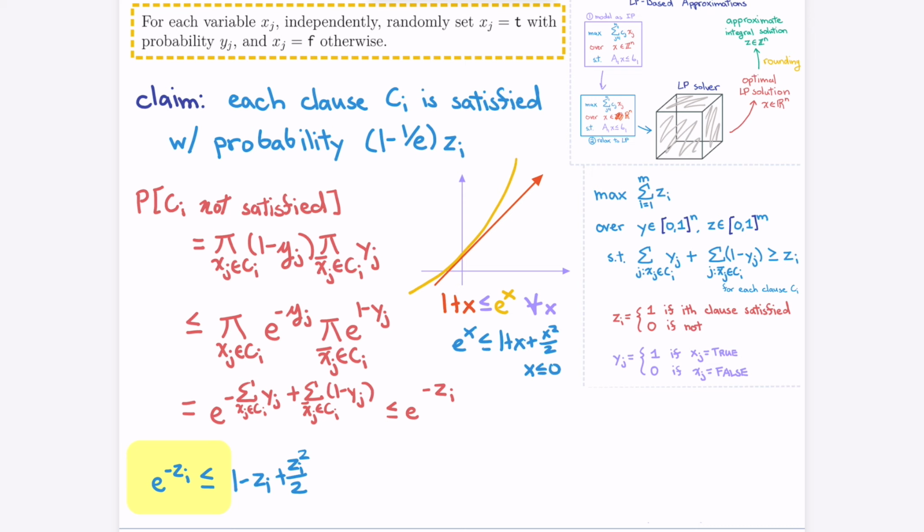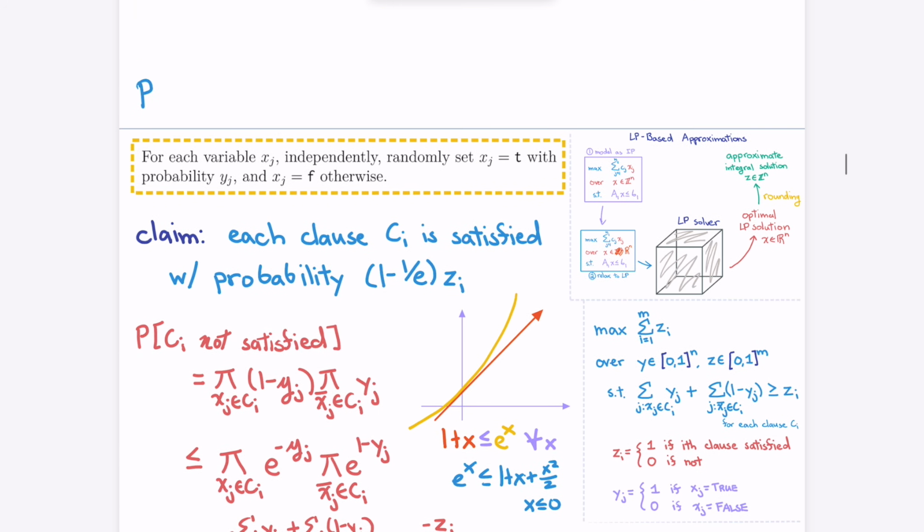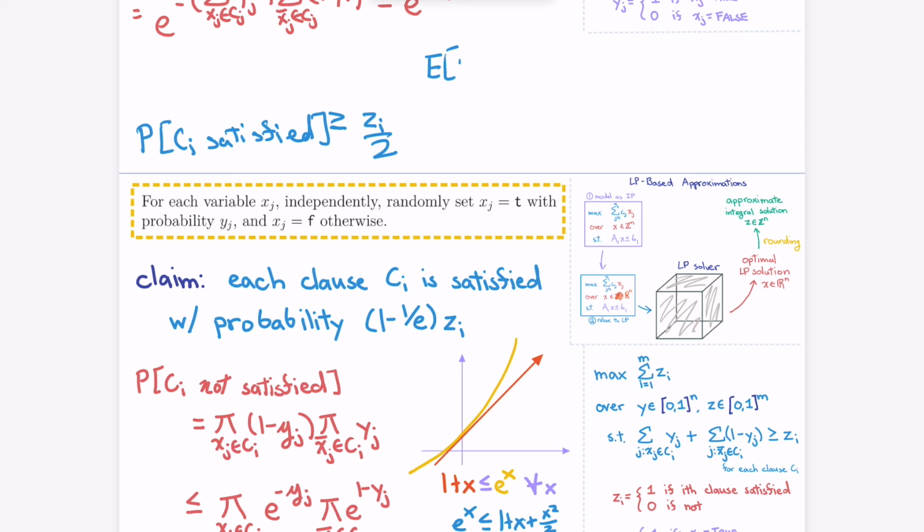Okay. Now what? The problem is you have this quadratic term. Well, for example, you could do 1 minus zi over 2, because zi is at most 1, right? Okay. So if you did this, then what we have shown is that the probability that Ci is satisfied, which is 1 minus this thing, is at least zi over 2 with that inequality, right? That means that what's the expected total number of clauses that would be satisfied if that was the case?